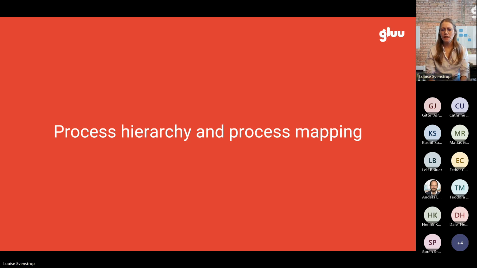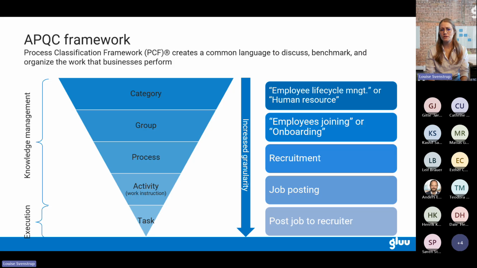In Gluu process, the process hierarchy, the process structure is based on the APQC framework. It's an international framework for organizing processes, and they work with 5 levels: category, group, process, activity, and task. On the far right on this slide, you see examples of what that would correspond to when we look at the process hierarchy.